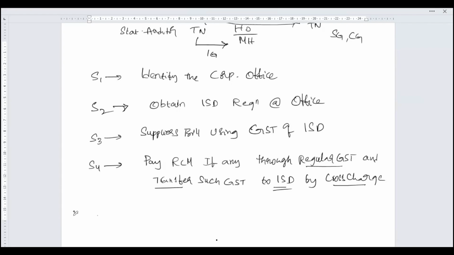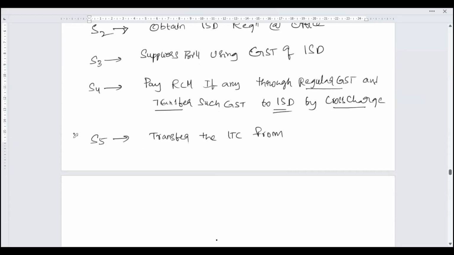Once you do that, step 5, transfer the ITC from ISD to regular GSTN. Transfer input tax credit for that month, whatever you receive, from ISD to the other GST number.